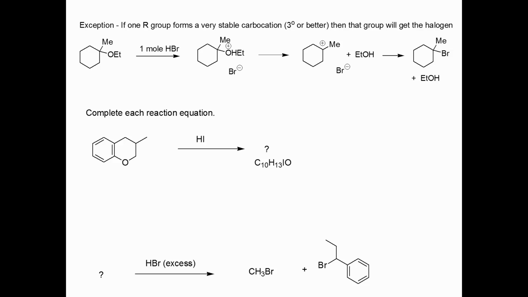All right, so in this case, we have a primary group on this side and a tertiary group on this side. We're going to treat with 1 mole of HBr, and what we're going to find here is that we get a tertiary halide and the primary alcohol. The reason this is going the opposite way of the other one is because once we make the protonated ether, it's going to leave in an SN1 type reaction, and this is because we can form this really stable tertiary carbocation.